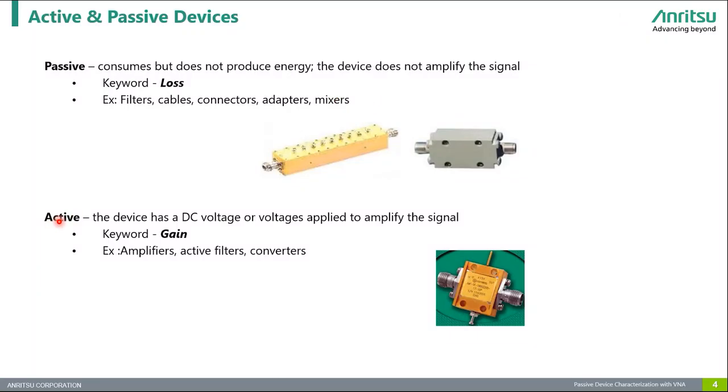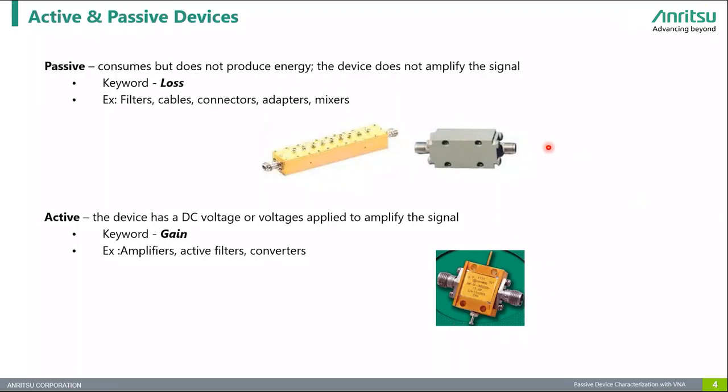On the other hand, active devices require an external power source, usually a DC bias, to operate. Their defining characteristic is gain. That means they can amplify signals. Common examples are amplifiers, active filters, and frequency converters. These are used when signal strength needs to be increased or modified.